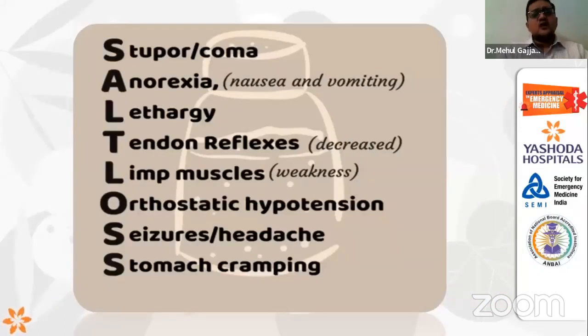The symptoms of acute hyponatremia can also be remembered by a small mnemonic called SALT loss, which stands for stupor or coma, A stands for anorexia, L stands for lethargy, T stands for tendon reflexes, L stands for limpness of muscle or weakness, O stands for orthostatic hypotension, S stands for seizure or headache, and S stands for stomach cramping. So this is a small mnemonic for remembering the symptoms of hyponatremia.